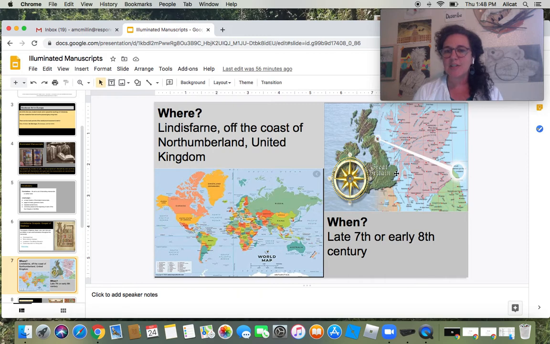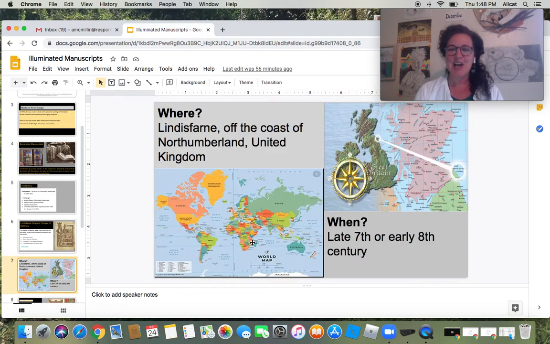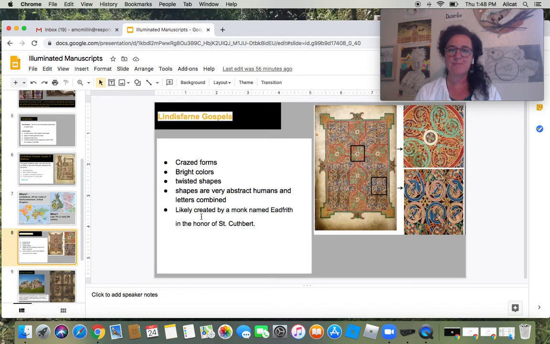The Celts themselves converted to Christianity in the 5th century. So there was a lot of different combinations of cultures going on. But this one lost its cover in a raid. That's the point of that. So this is, again, the late 7th or early 8th century. So right there in the Dark Ages off the coast of the United Kingdom.